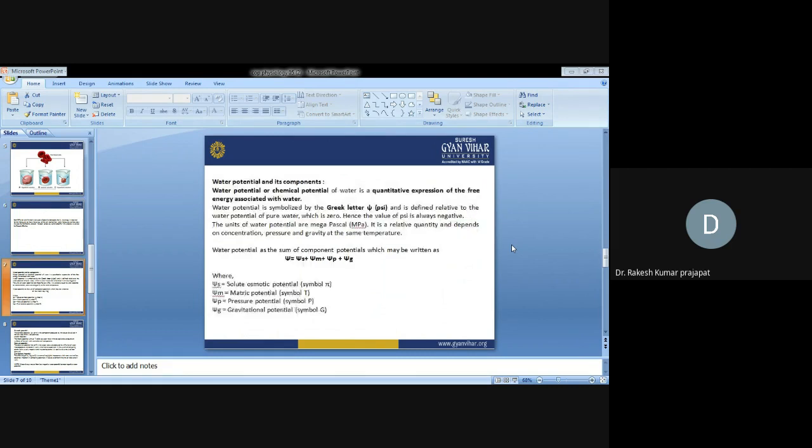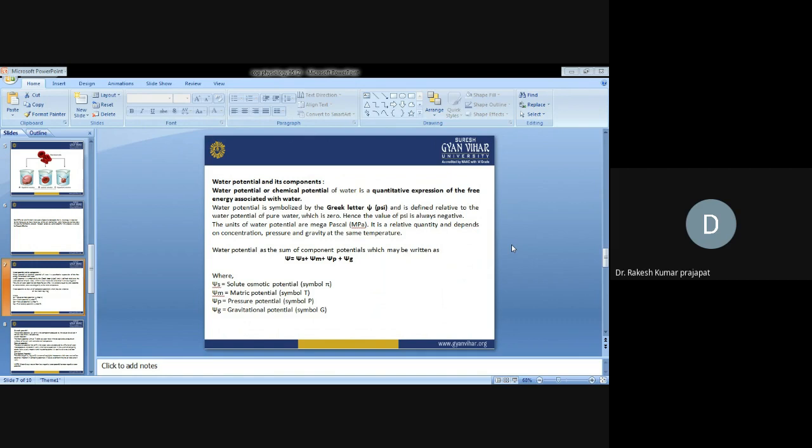Now we discuss water potential and its components. Water potential, the chemical potential of water, is a quantitative expression of the free energy associated with water. Water potential is symbolized by the Greek letter psi and defined relative to the water potential of pure water, which is zero. Hence, the value of psi is always negative. The unit of water potential is megapascals. It is a relative quantity and depends on concentration, pressure, gravity, and temperature.